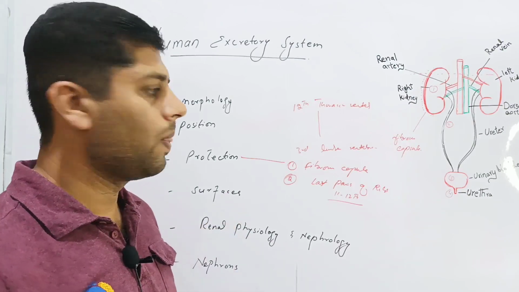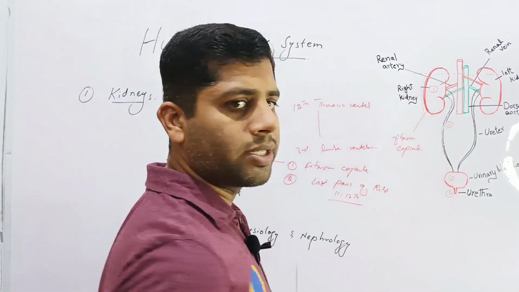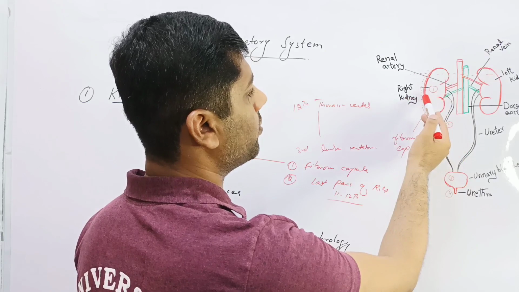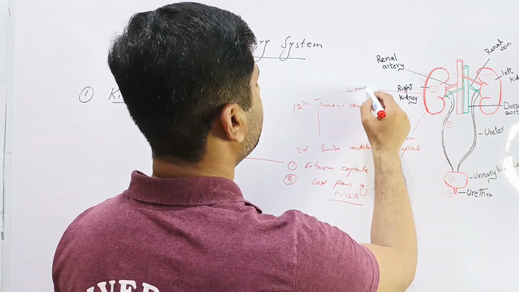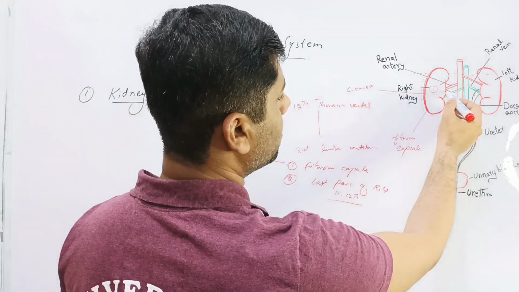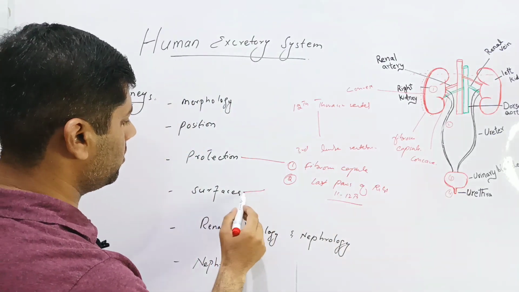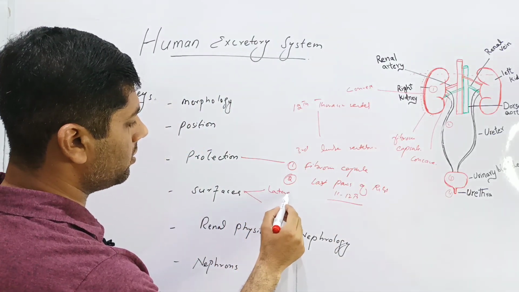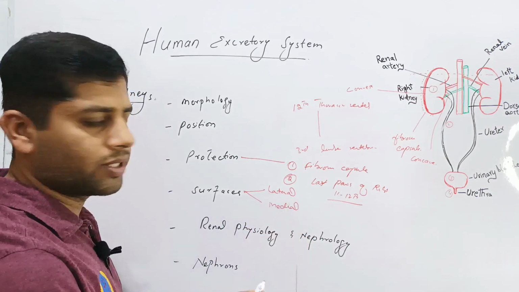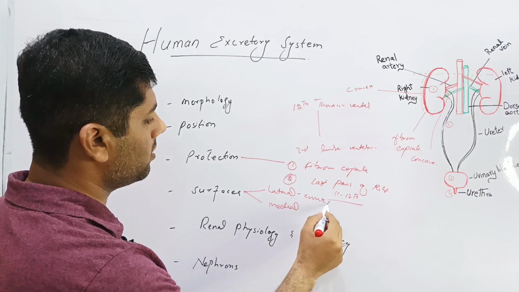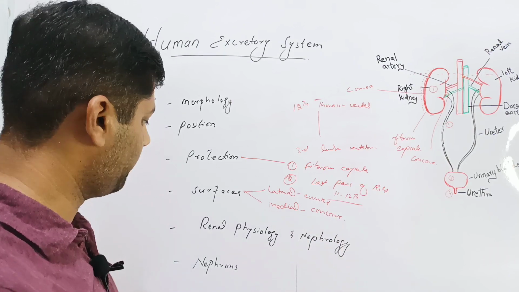Next is surfaces. The kidneys have two surfaces. The outer surface is also called the lateral surface because it is away from the median plane. This lateral surface is convex, and the inner surface, called the medial surface, is concave, which we will discuss in the structure of the kidneys.